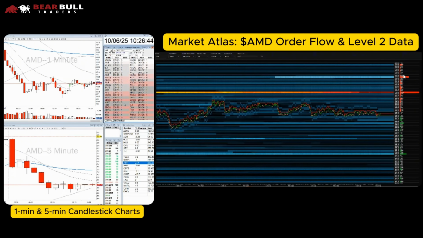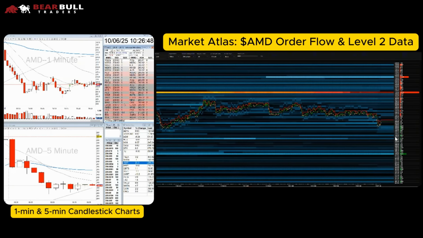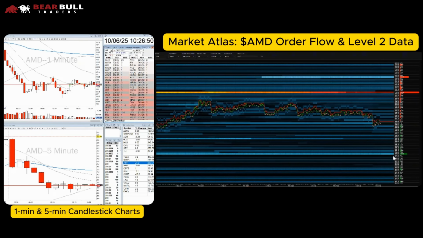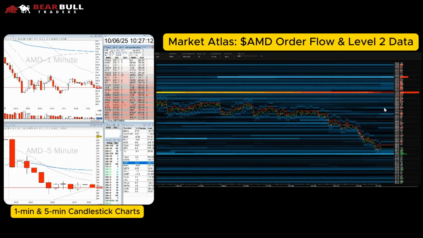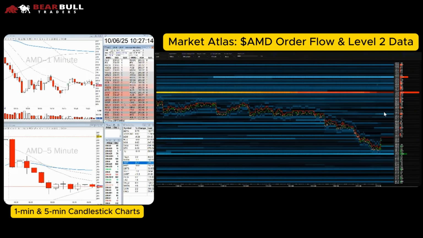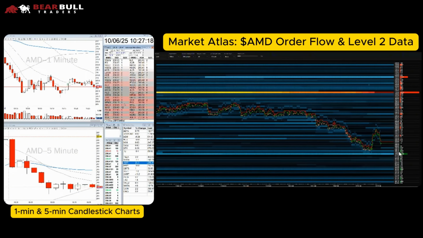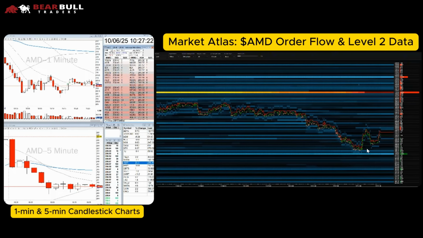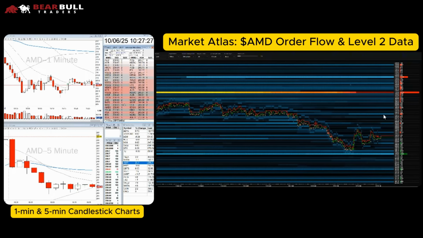Now we're also seeing a new level of stacking order here. For the downside, we're seeing some buyers waiting to be filled here. All in all, the Market Atlas is showing us a potential reversal move, as we just saw that the price came back to this level where the bids were sitting, and now we have a strong reaction off this level pushing higher.